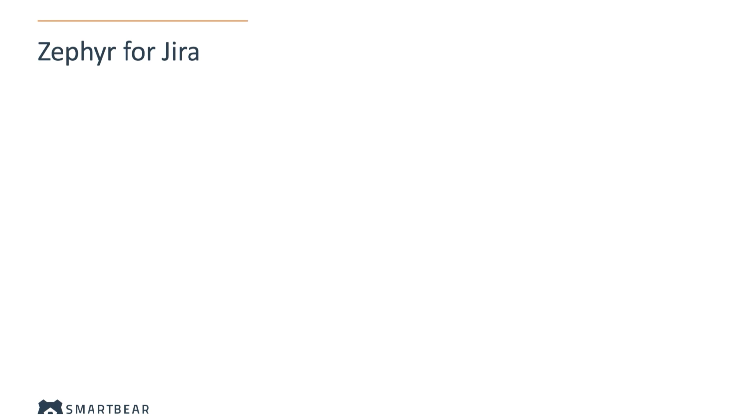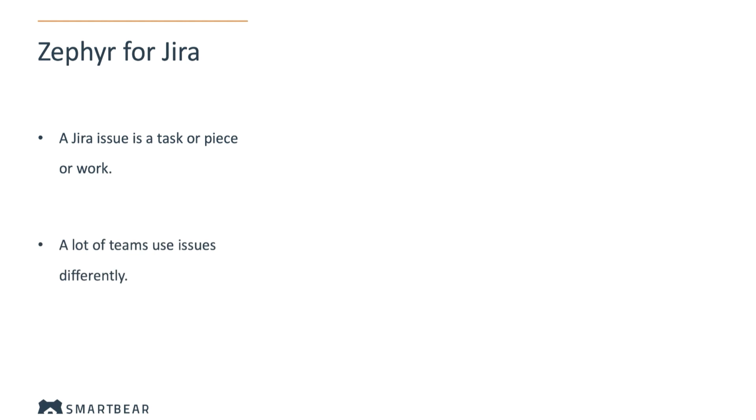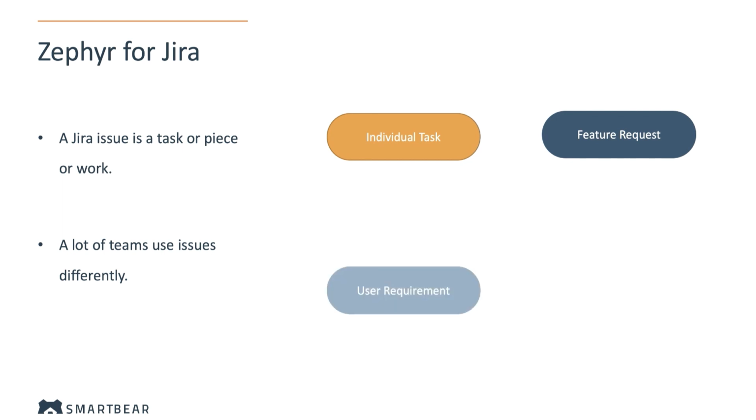A Jira issue is essentially a task or piece of work that is individually tracked and follows a workflow that must be completed. A lot of teams use issues differently. For example, an issue can represent an individual task, a feature request, a user requirement, or a software bug.